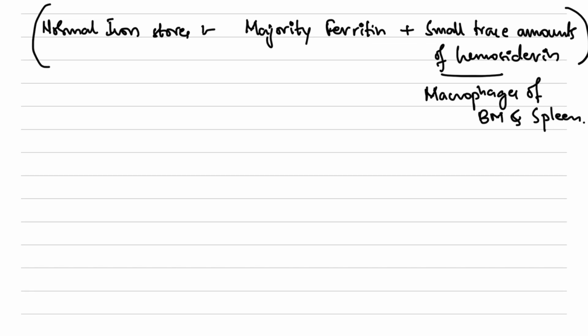Now what happens when the iron overload occurs? In iron overload, since the majority of normal iron stores were in the ferritin and small trace amounts of hemosiderin was present, whenever the iron overload occurs, that is iron in the body increases, all of the iron overload is converted into hemosiderin. So this leads to hemosiderosis.